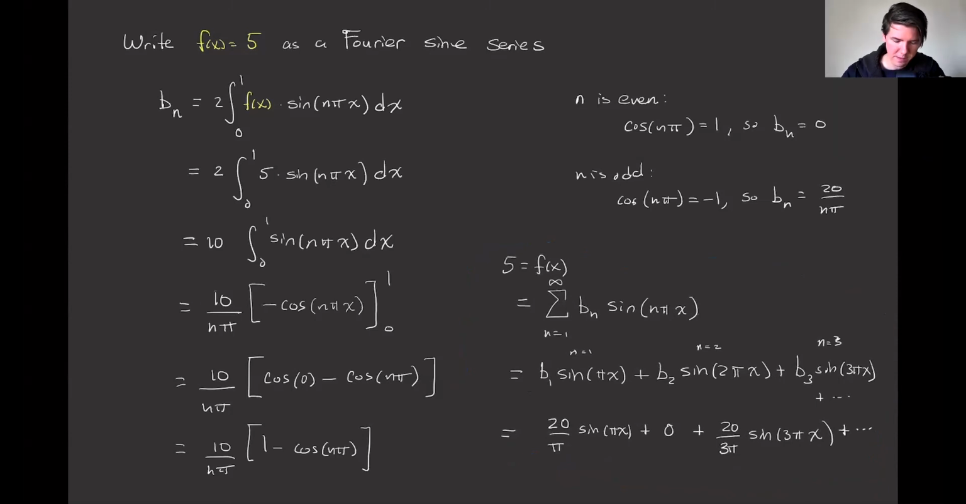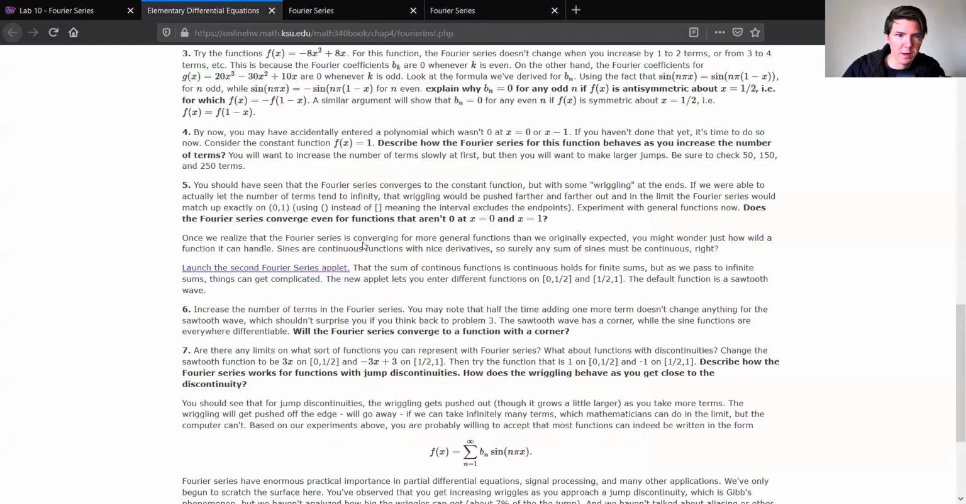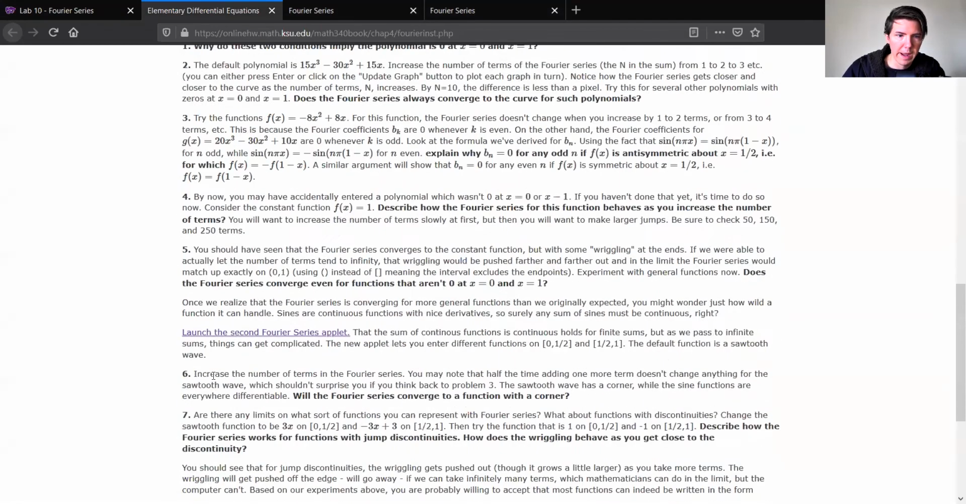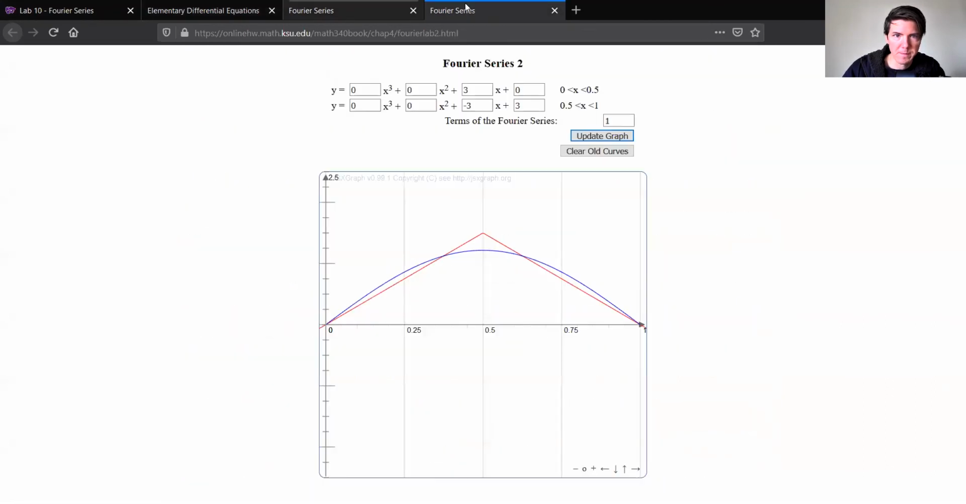Okay, now let's finally get to the applet here, now that we have some sense of what's going on. So if I end the share here, or switch the share to this one, there are 2 applets. The first applet has to deal with questions 1 through 5. And then once you look at 6 and 7, then you'll switch to the second applet.